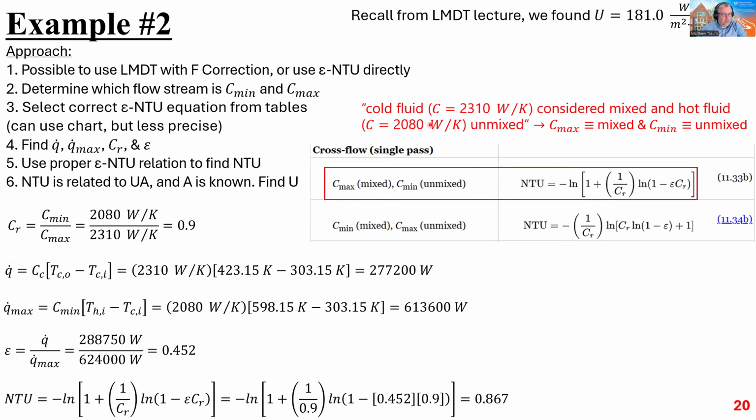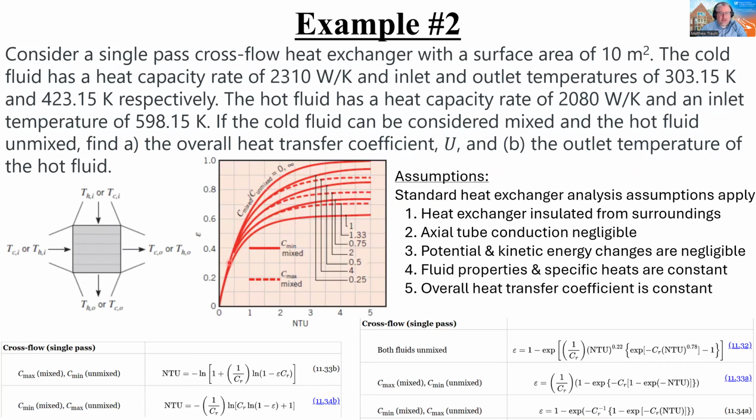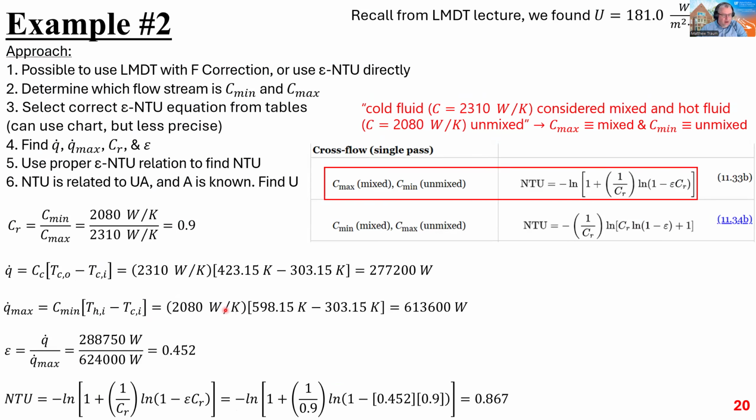We can also find Q max because we know that the hot fluid is Cmin. We know its C value, so there it is. And then we know Th,in and Tc,in. Let's make sure that we know Tc,in. Yes, here: hot inlet temperature of 598. So that's known. We're going to plug in and we're going to find 613,600 watts. And because we know Q and Q max, we can find effectiveness. Voila, there it is, 0.452.